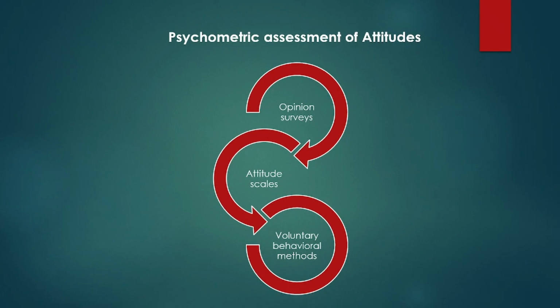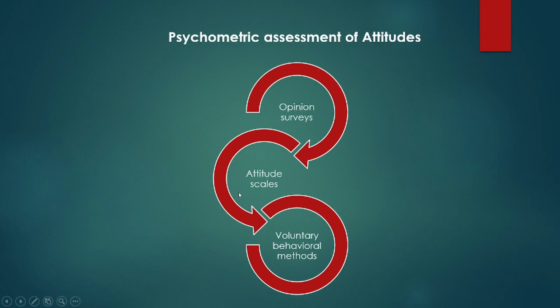Then the third one, psychometric assessment of attitude. Here the measurement of attitude is done with the Likert scale, differential scale and sociometry. Mainly three things we can use in order to measure attitude: first of all, opinion surveys, attitude scales and voluntary behavioral methods. First of all, opinion surveys. Here the survey is concerned with replies to specific questions in which people are asked to respond by expressing their personal evaluation.